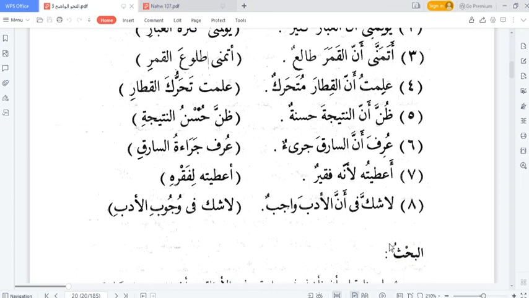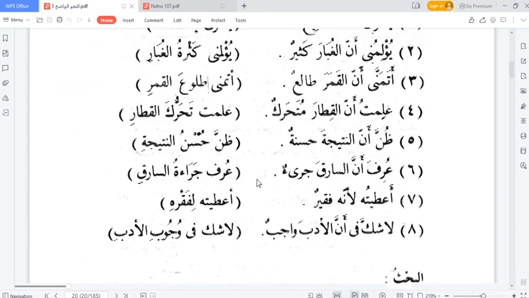Lastly, we have la shakka fi anna al-adaba wajibun. There is no doubt that moral manners are compulsory, or ethics is compulsory. So this, anna al-adaba wajibun, is the masdar mu'awwal. It can be substituted with la shakka fi wujubil adabi. There is no doubt in the compulsoriness of moral manners, of manners. So adab, of manners. So that is that also.